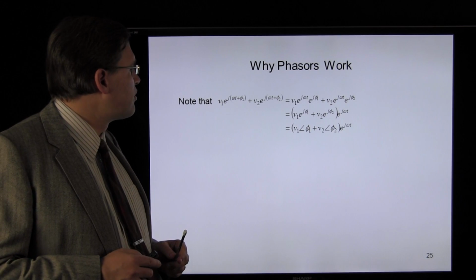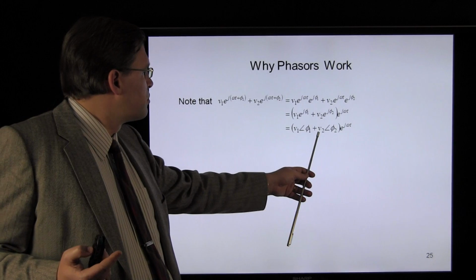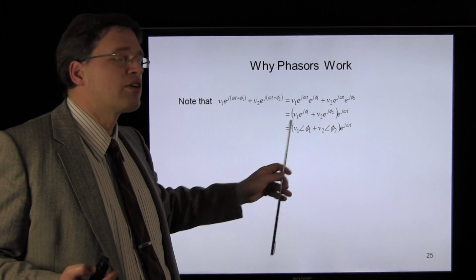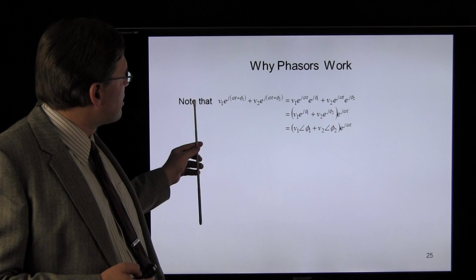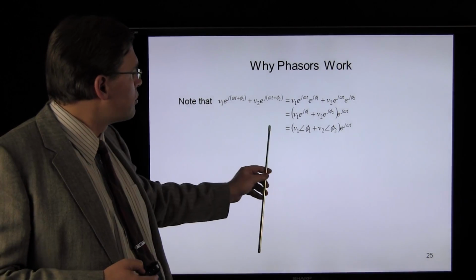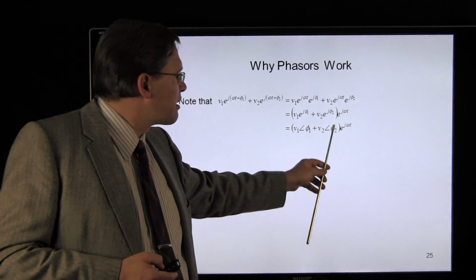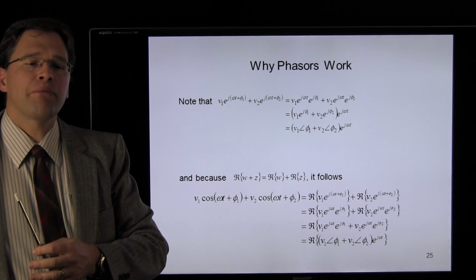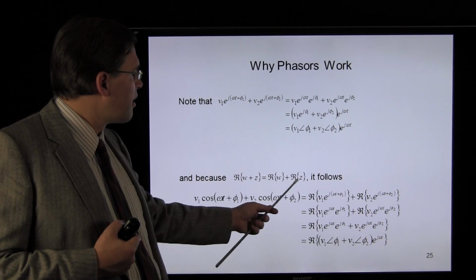Nu 1 e to the j phi 1. That's our first phasor. Nu 2 e to the j phi 2 is the second phasor, nu 2 phase phi 2. So essentially, calculating this sum of 2 complex exponentials is reduced to calculating a phasor addition. This component remains unchanged. Now, recall that the real part of a sum of complex numbers is the sum of the real parts.